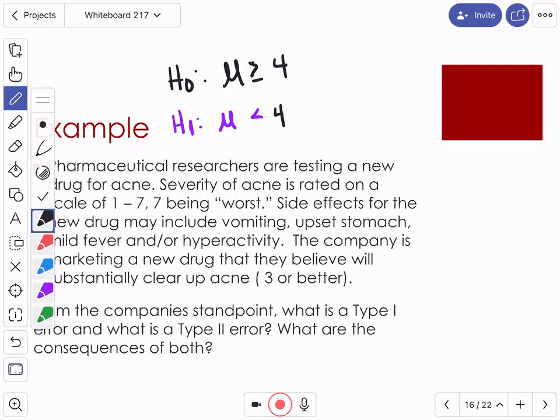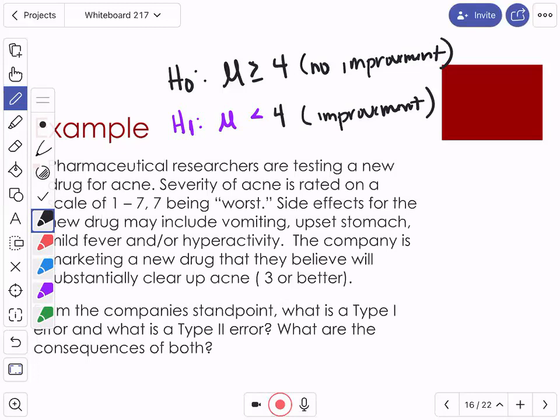What does greater than or equal to 4 mean? That means that the scale came back 4, 5, 6, or 7. That means that there is no improvement, right? They gave you on the scale 4, 5, 6, or 7, there was no improvement. Here, less than 4 would be 3, 2, 1, or 0. That means that it was an improvement. So there's no improvement versus an improvement.